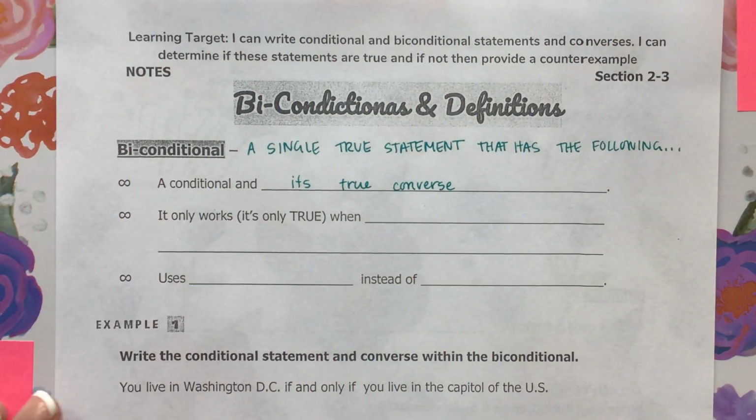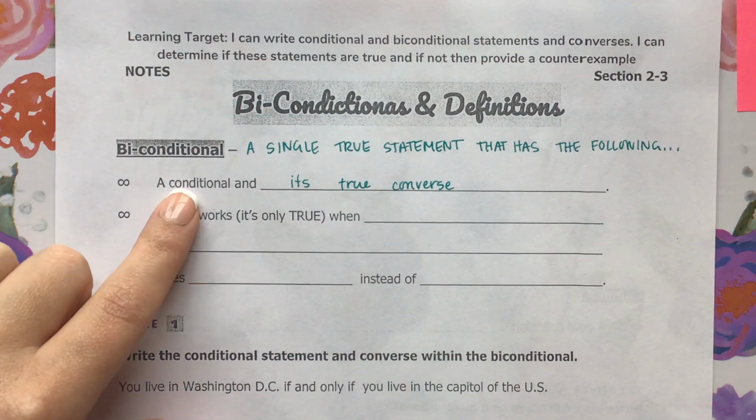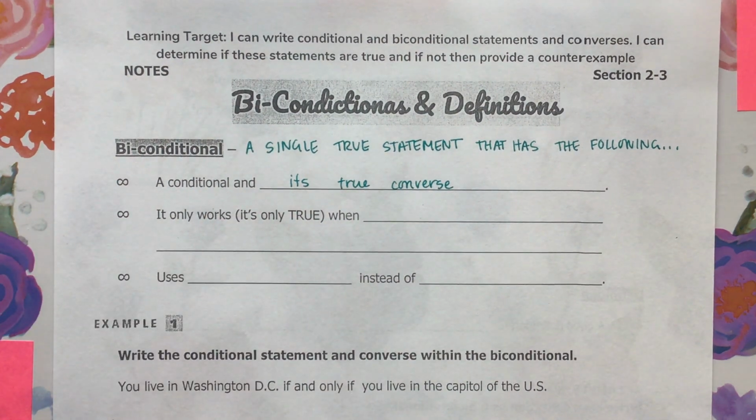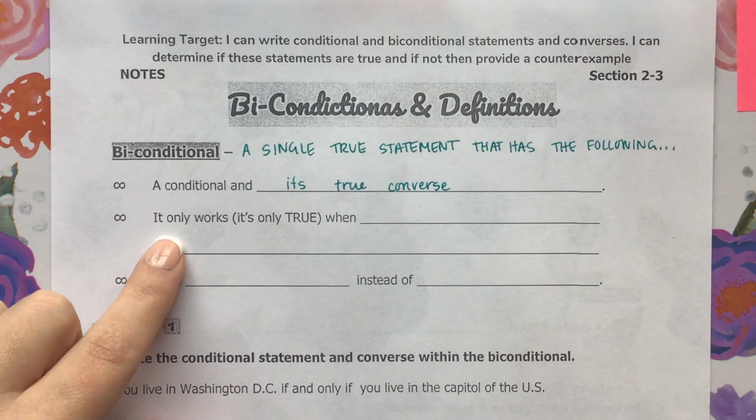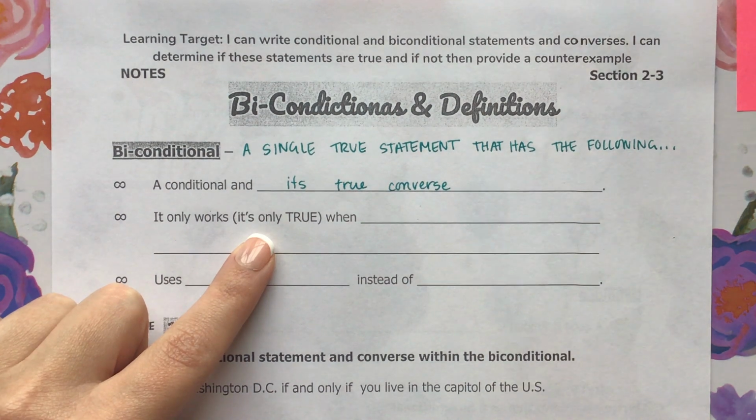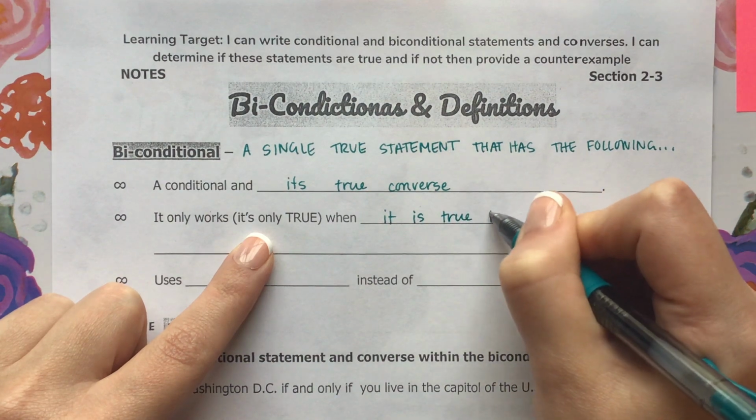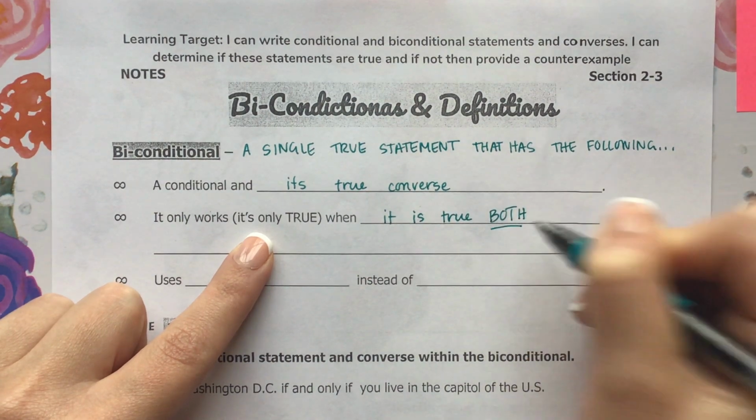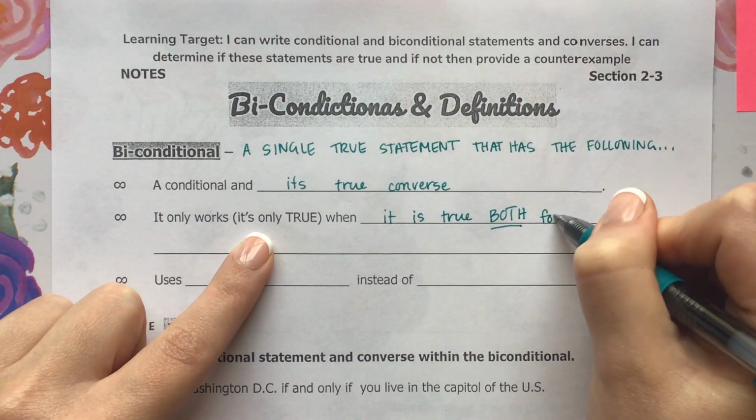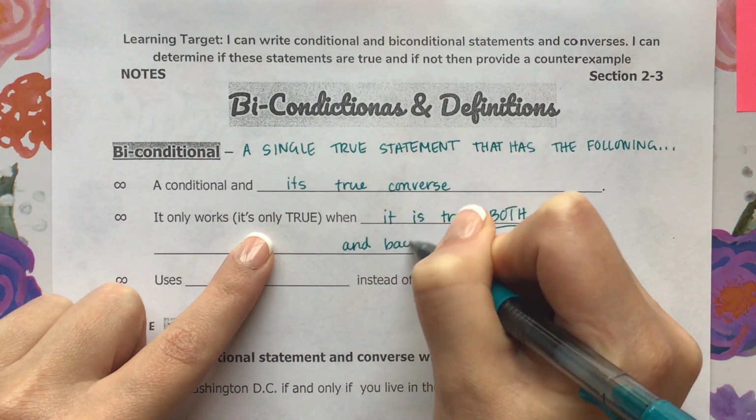Now, yesterday we talked about what a converse is. Remember, a converse is when you have an if-then statement and you switch the hypothesis and conclusion. So it's kind of like the sentence backwards. So a conditional and its backwards true sentence as well. A biconditional only works, or it's only true, when it is true both forwards and backwards. So it's important that it's true both forwards and backwards.